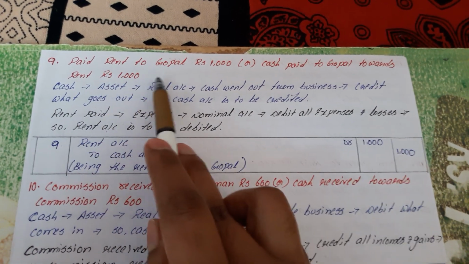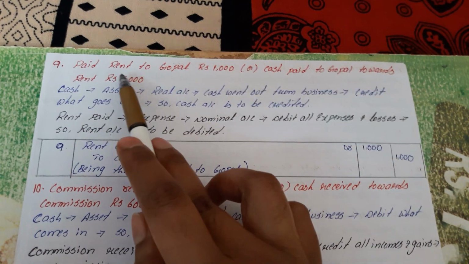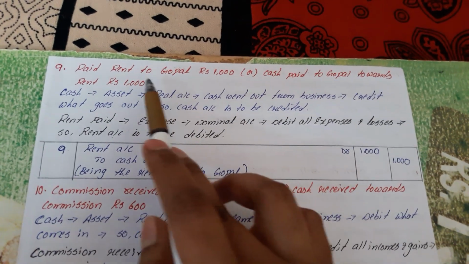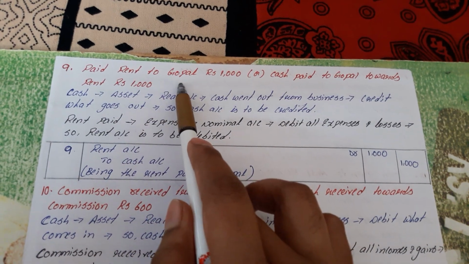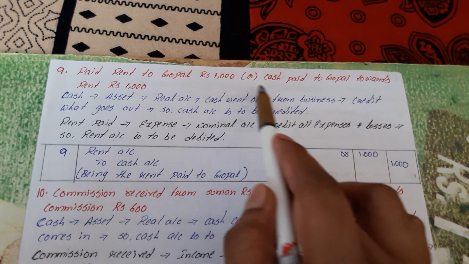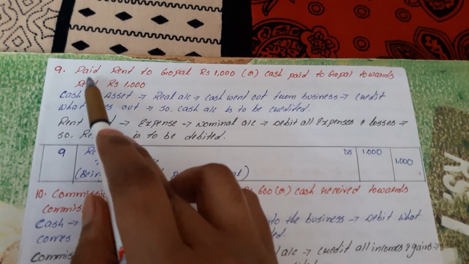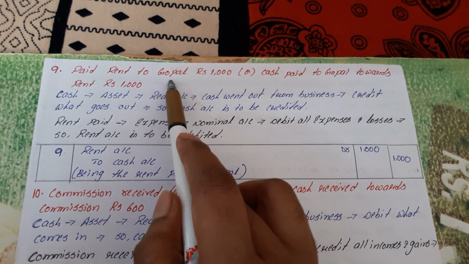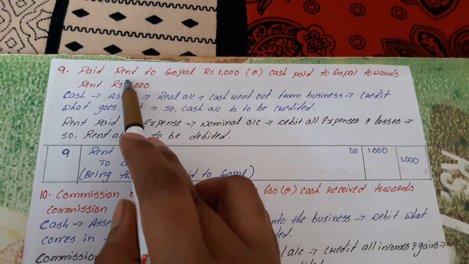Ninth one: paid rent to Gopal rupees 1,000, or cash paid to Gopal towards a rent of rupees 1,000. The question may be asked in either of these two forms. We had paid rent to Gopal rupees 1,000. Here, Gopal is the owner of the house. To the owner of the house, we had paid rent.